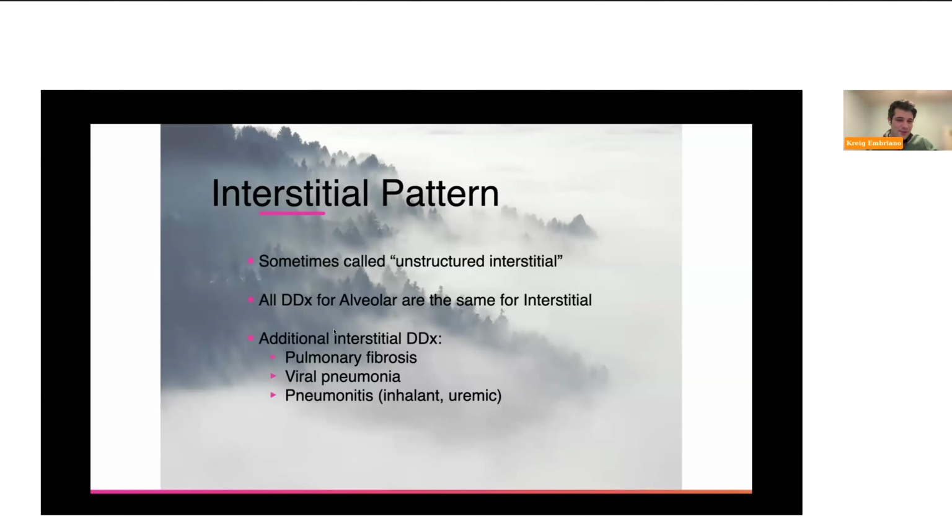The caveats to that are these three are more commonly associated with interstitial rather than alveolar. They can still become alveolar, but things like pulmonary fibrosis, such as your West Highland Terriers with idiopathic fibrosis, or dogs with chronic bronchitis that develop secondary fibrosis, will have more of an unstructured interstitial pattern. Viral pneumonia, more commonly but not exclusively, will cause an interstitial pattern. And pneumonitis, so inflammation of the pneumocytes and the lungs. It can be from an inhalant, like a caustic inhalant irritant, or uremia can do it.